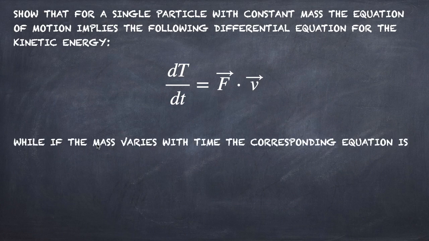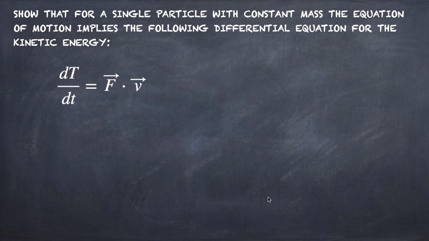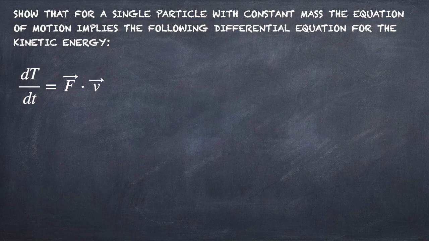And in the second part of this problem, we need to show that if the mass varies with time, the corresponding equation is the time derivative of this product, mass and the kinetic energy, being equal to the scalar product between the force and the momentum. Okay, so let's solve the first part.